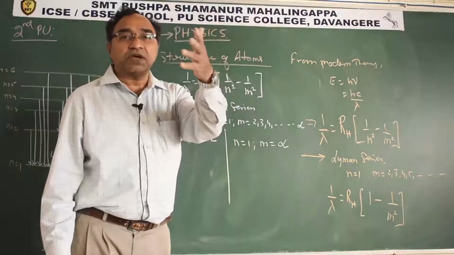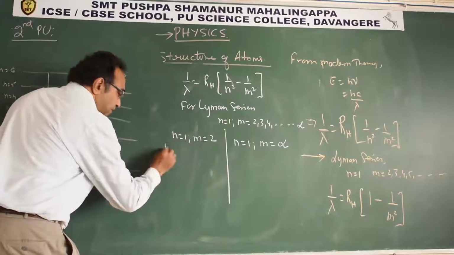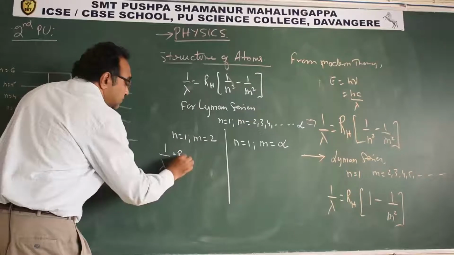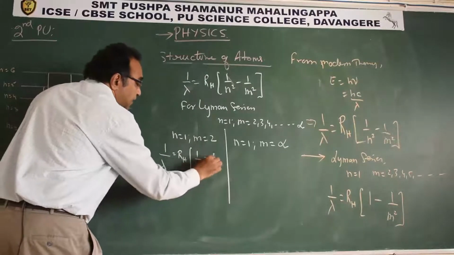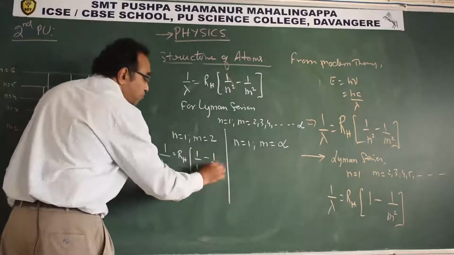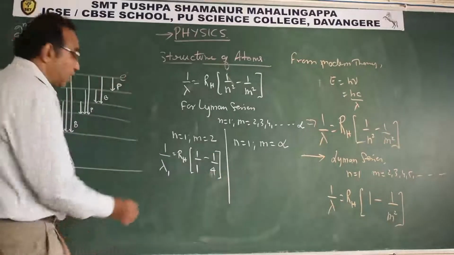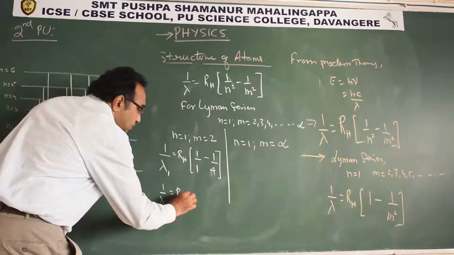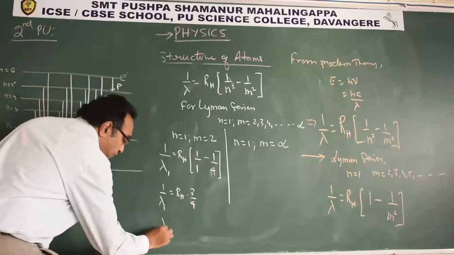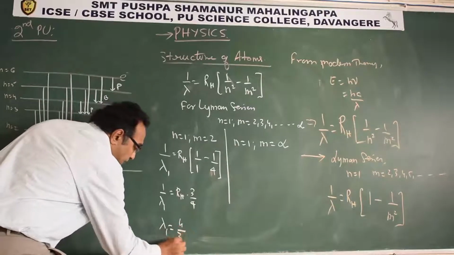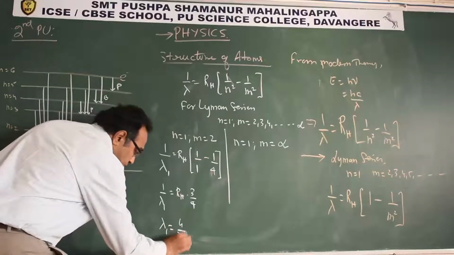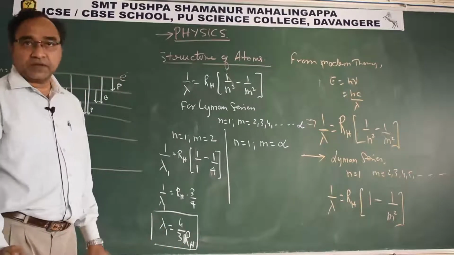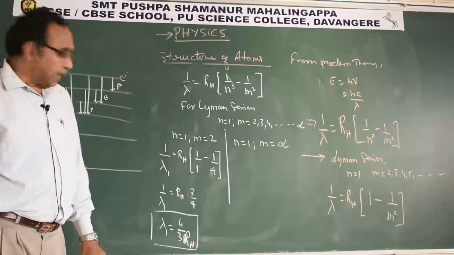Don't guess or cram this. No need. See, first I am finding 1 by lambda 1. For this case, it is R, and n is 1 and m square means 4, correct? So what we get? 1 by lambda 1 is RH into 1 minus 1 by 4, which is 3 by 4. Correct? So lambda 1 is how much? 4 by 3RH. This is what we get, lambda 1.